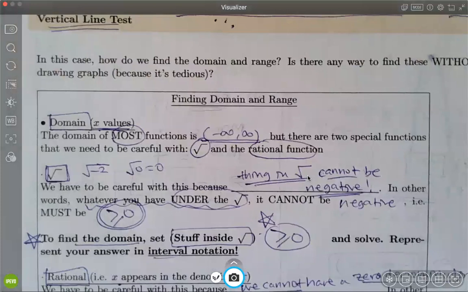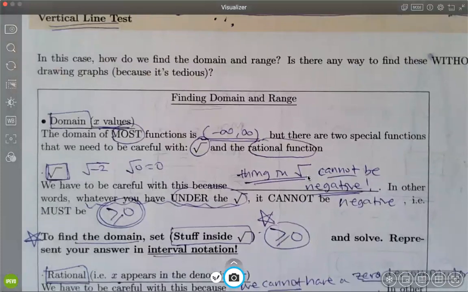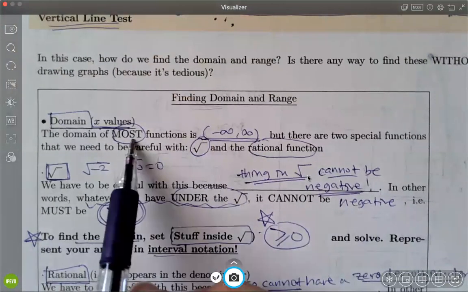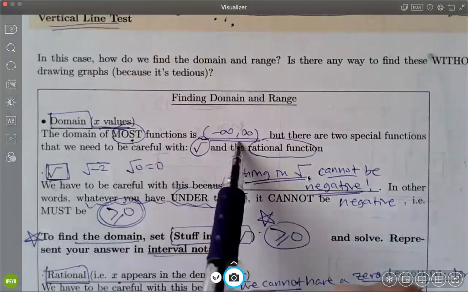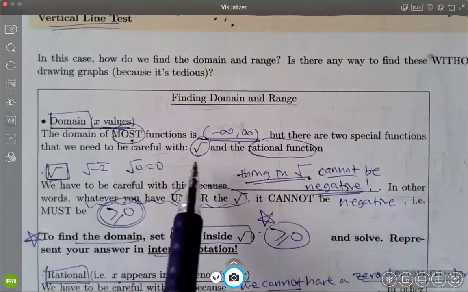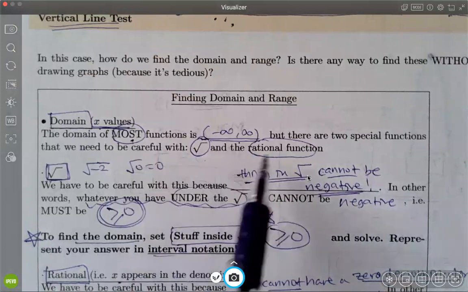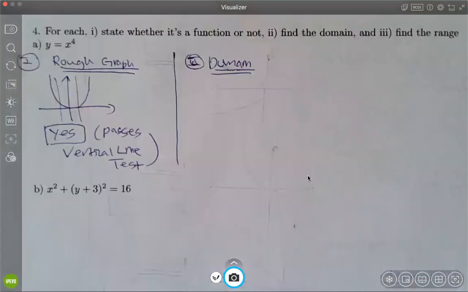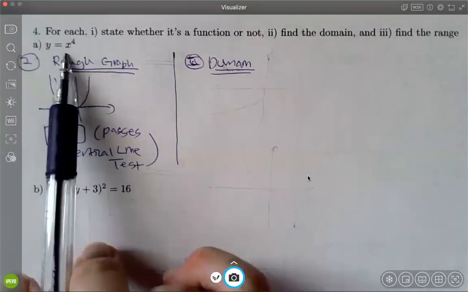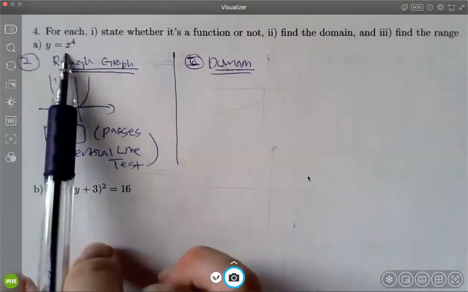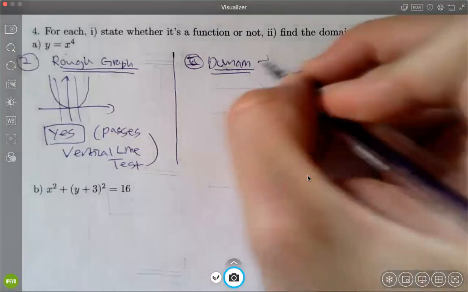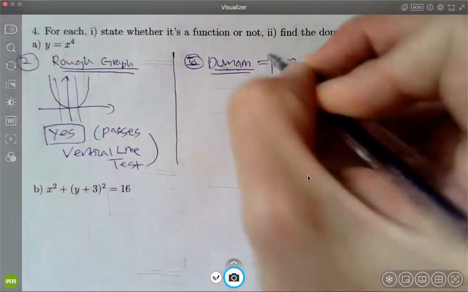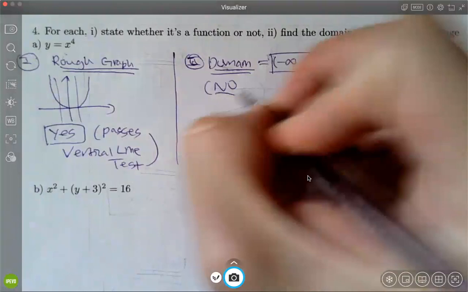So now, what did we say earlier? The domain of most functions is what? Everything. But there are two exceptions, the square root and the rational. So are we seeing any square root and the rational here? There's no square root, there's no rational, so the domain has to be everything. Okay, again, the reason is no square root or rational.